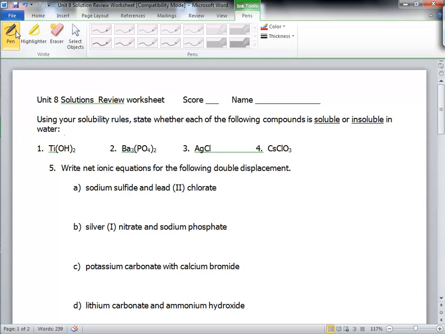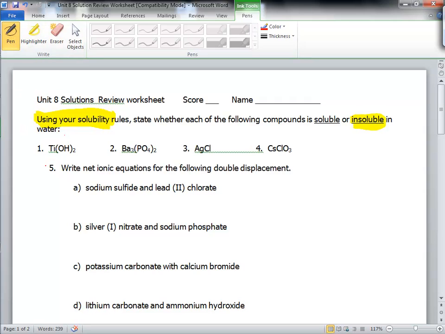Unit 8 Solutions. It is time for a review sheet so that you can do well on a test. Here we are looking at questions 1 through 4. Can you use those solubility rules that we've been talking about and using in this unit to decide if these things are going to be soluble or insoluble? Starting first of all with titanium hydroxide.